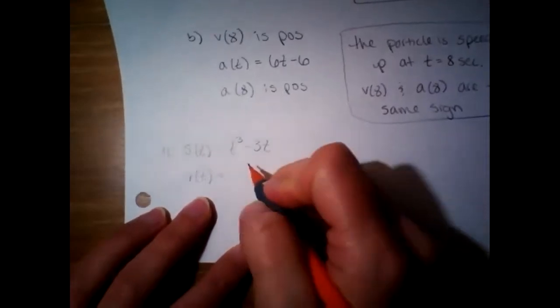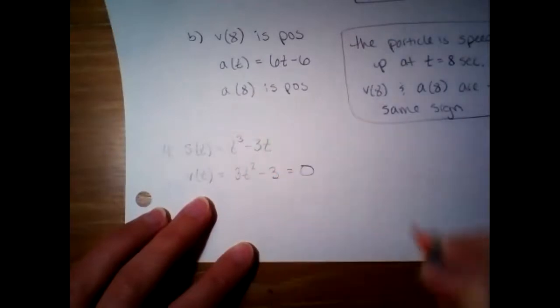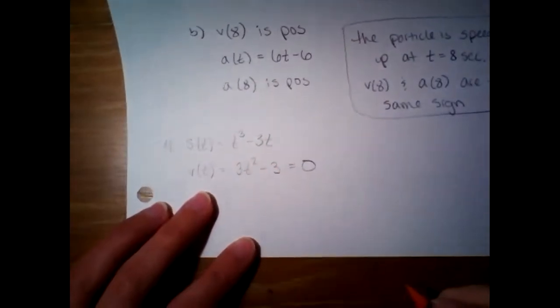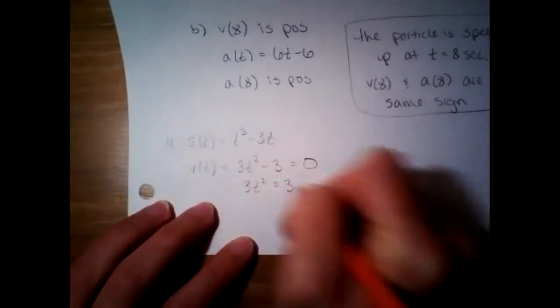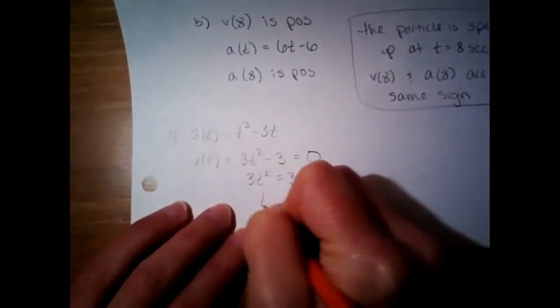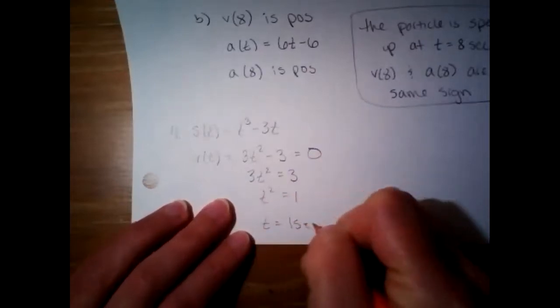So this velocity is going to be 3t squared minus 3. I'm going to set that equal to 0. And so add 3, and then divide by 3, and then take the square root. So time is 1 second.